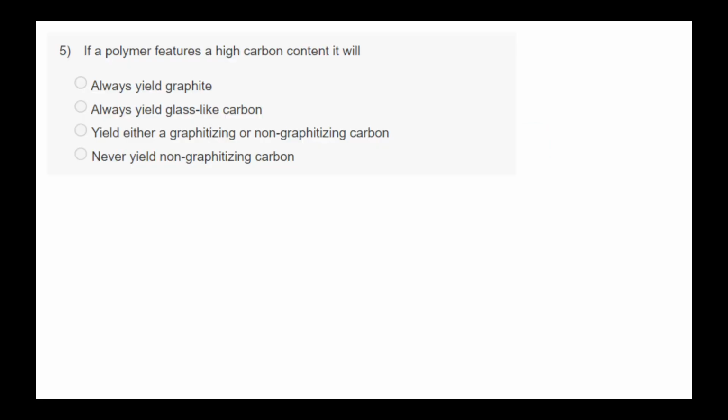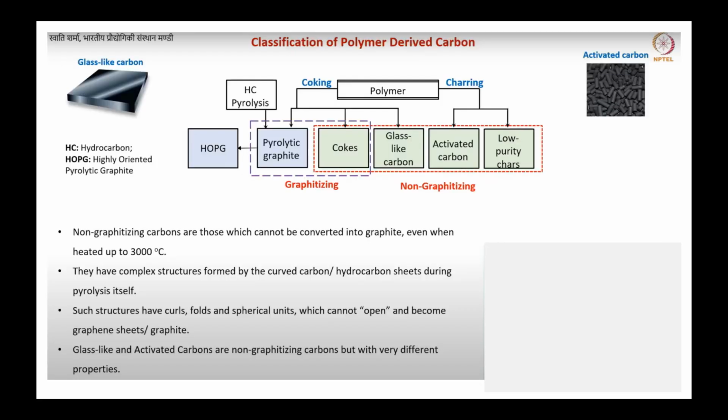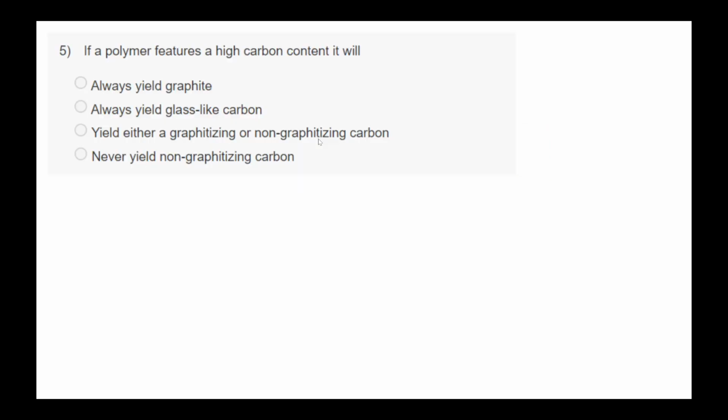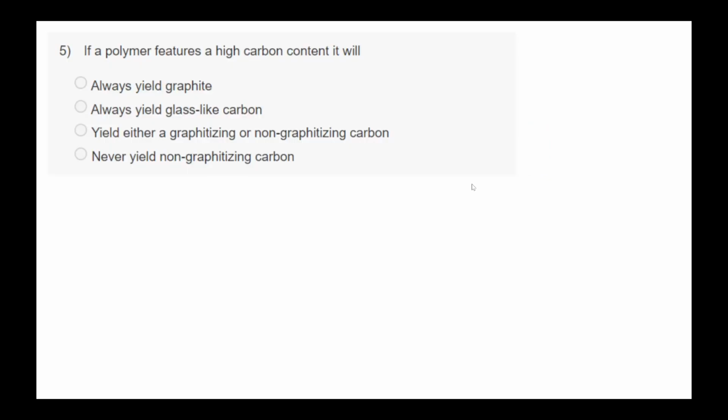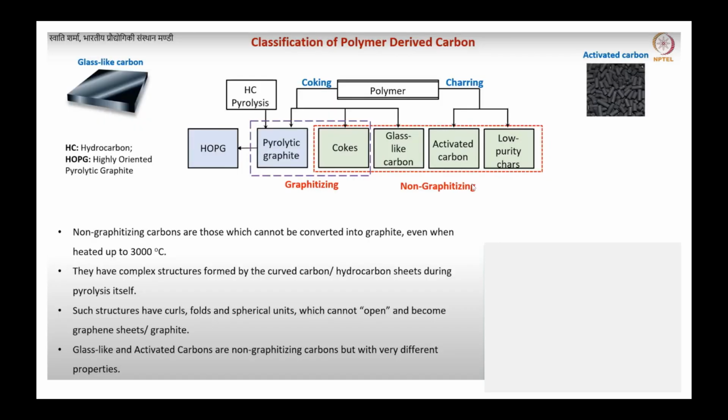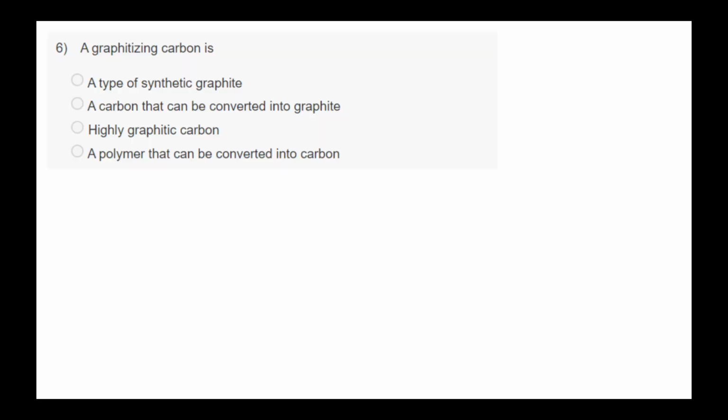So that's why the polymer features a high carbon content. So it can yield either the graphitizing or the non-graphitizing carbon. Here you can see the polymer. It's asking about the high carbon content polymer features. So it could be graphitizing or non-graphitizing, both. Yeah, right. So your answer will be either graphitizing or non-graphitizing carbon.